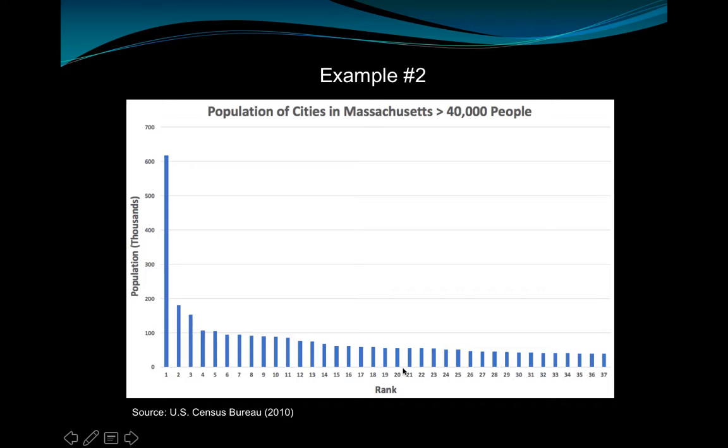And what I've done here is I plotted out the population of all cities with more than 40,000 people. And again, these lower magnitude, between 40 and 50,000 people, we see a lot of similar populations. But when we move up to these higher populations, we see the slope start to rise. But the number 1 location, Boston, has more than 3 times as many people as the number 2 city in Massachusetts.